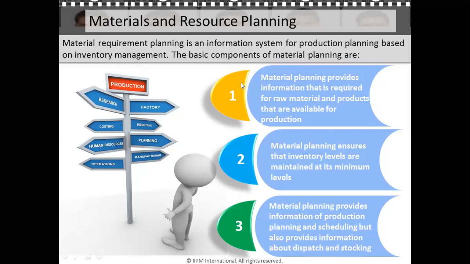Materials and resource planning. Material requirement planning is an information system for production planning based on inventory management. The basic components of materials planning are: materials planning provides information that is required for raw material and products that are available for production. Materials planning ensures that inventory levels are maintained at minimum levels. Materials planning provides information for production planning and scheduling, but also provides information about dispatch and stocking.